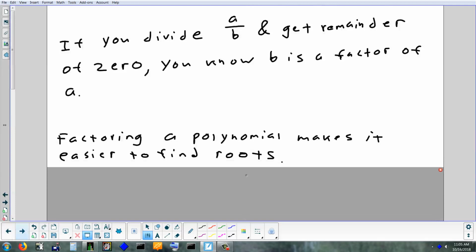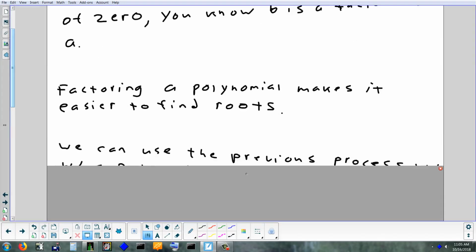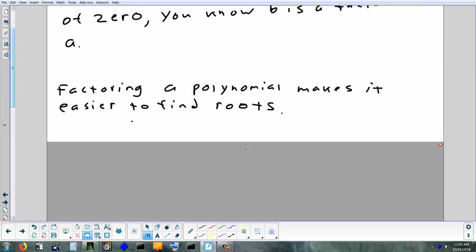So the reason why we want to factor polynomials is that it makes it easier to find the roots. Let's say I gave you a problem like this: x squared plus 7x plus 6. And I said, quickly, tell me the two numbers you can plug in for x that give you 0. Most people aren't going to get that super quick.